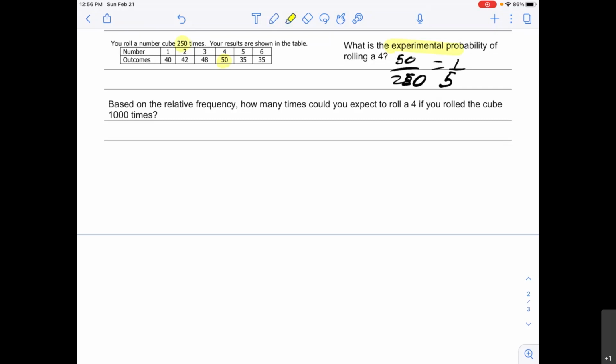So now my question is, based on the relative frequency, again, this is important, experimental probability and relative frequency are the same thing. It means we're using this number. How many times could you expect to roll a 4 if you rolled the cube 1,000 times? So solve this problem for me, set up the proportion, and solve this to predict the relative frequency. And then this will be the second question for your check. So the second question for your check is, how many times could you expect to roll a 4 if you rolled the cube 1,000 times?